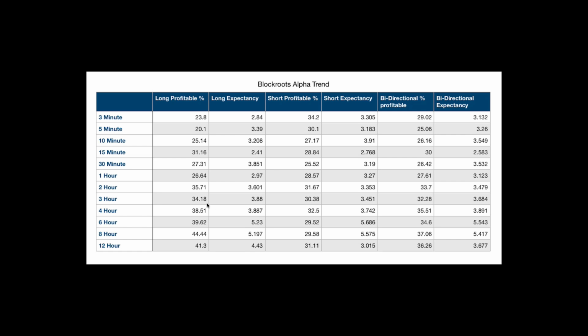Okay, and then we go down to mid-tier. On average, we have anywhere from the 4-hour to the 15-minute. Again, over 30%, with the exception of the 30-minute. And again, these expectancies are very good: 3.8, about 3, 3.6, 3.8, 3.85.